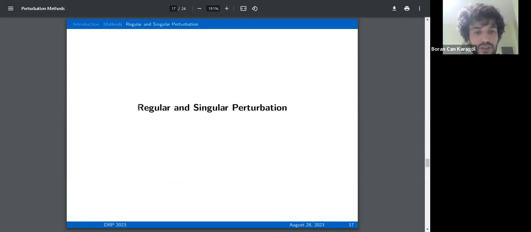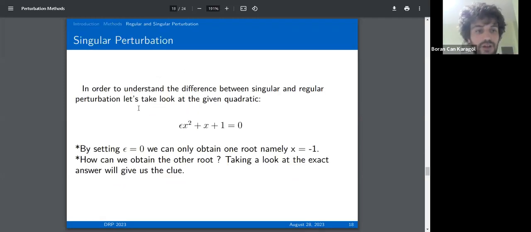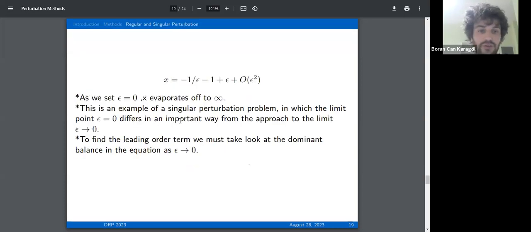So here we move on to regular and singular perturbation. In order to understand the difference between the two, let's take a look at the given quadratic. If we were to set epsilon equal to 0, as we did in the last example, we would only get one root, which is inconsistent because we know this quadratic has two solutions. So how can we obtain the other root? By taking a look at the exact answer, we'll figure that out.